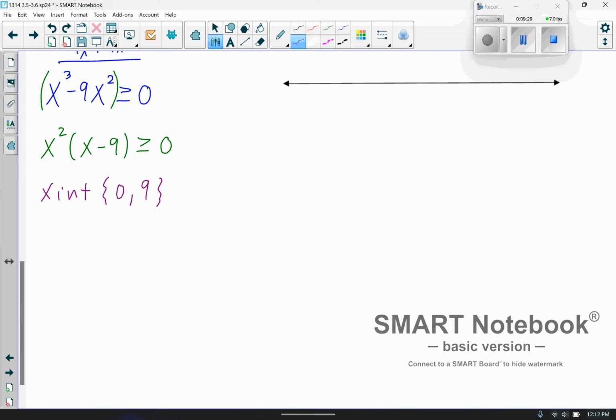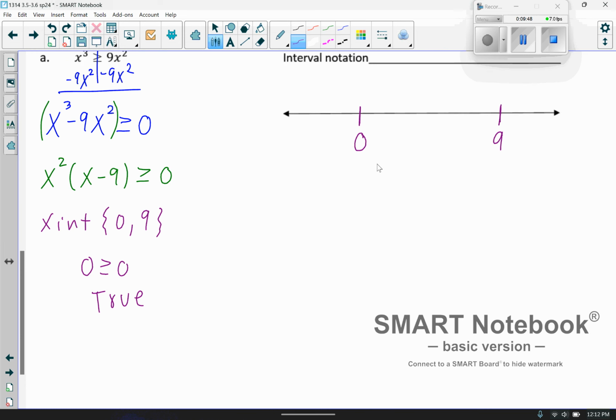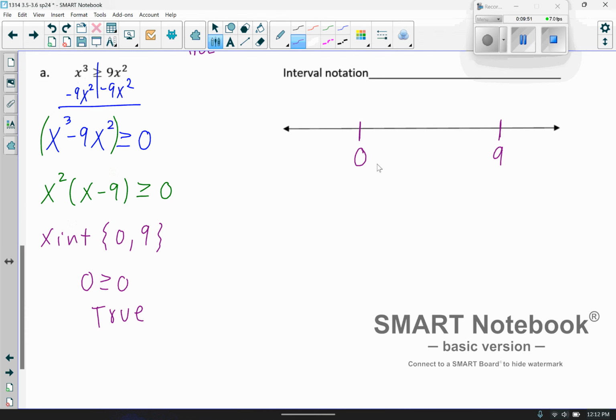So then the question is, is 0 greater than or equal to 0? Which is true. So those two x-intercepts will be included. I'm going to put 0 about right here, and I'm going to put 9 about right here. So 0 and 9. And now we need to test some points. Negative infinity, positive infinity. Now remember, we said they are included, so I'm going to go ahead and fill these in right here.